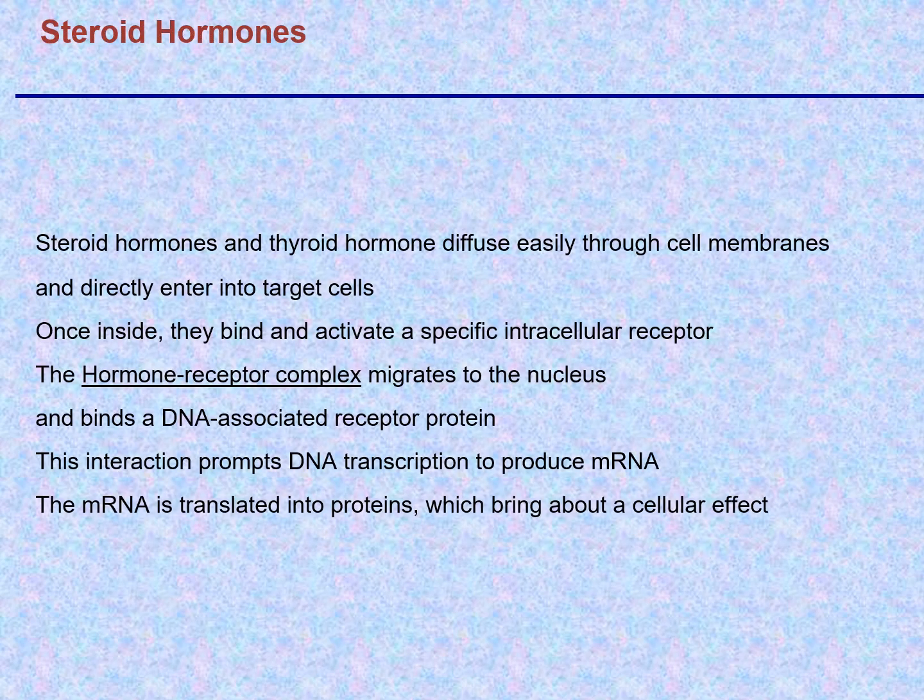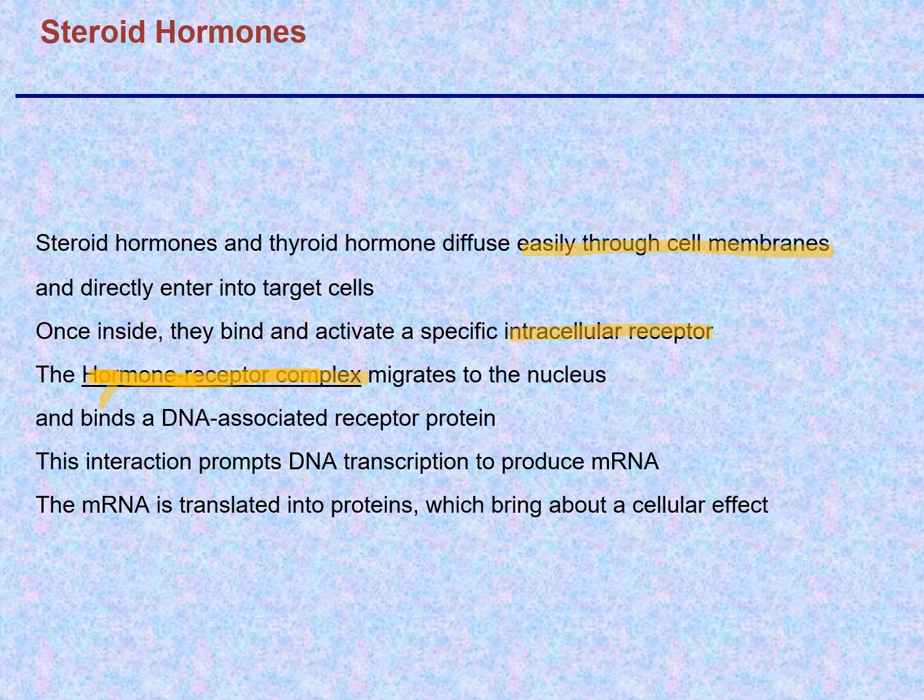So steroid hormones and also thyroid hormone, as I said, they can easily go right through a cell membrane. They don't have to interact with a receptor on the surface of the target cell. They go in and then they bind to an intracellular receptor. And then this complex will go into the nucleus through the nuclear membrane, a second phospholipid bilayer, right? The nuclear membrane around the nucleus is a phospholipid bilayer, just like the cell membrane on the outside.